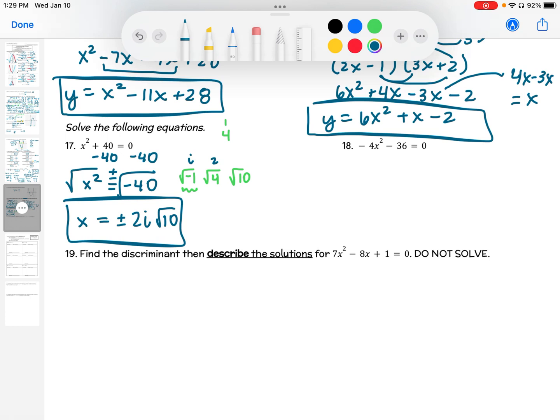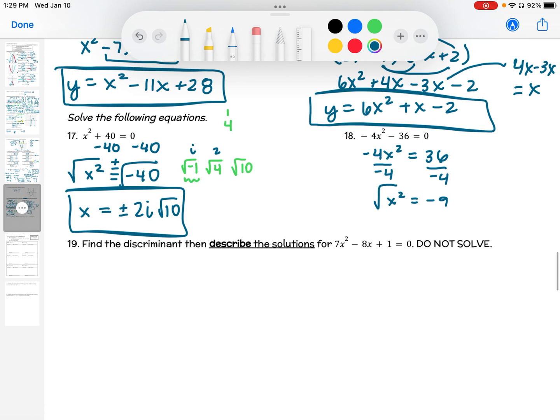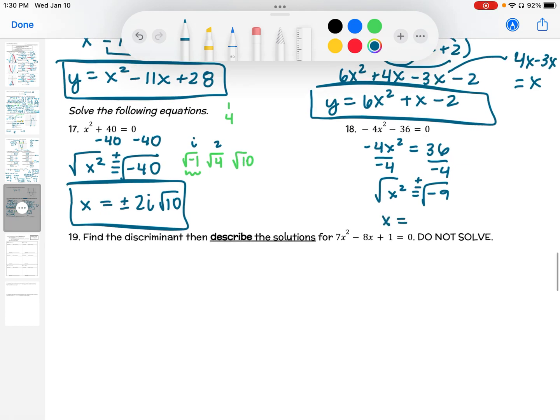All right, next one, let's do the same thing. So we could technically factor out a GCF of this, but let's just go ahead and isolate it. So negative 4x squared, let's add 36 to both sides. Divide both sides by negative 4. So we get x squared equals negative 9. Take the square root of both sides. Don't forget your plus or minus. And we'd end up with x equals, and now we've got to simplify.